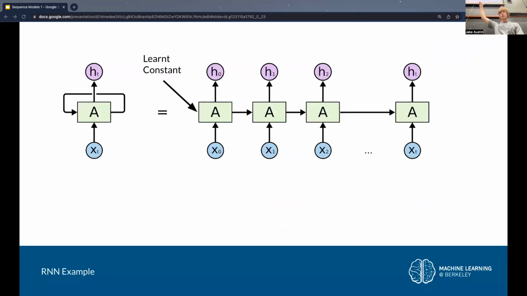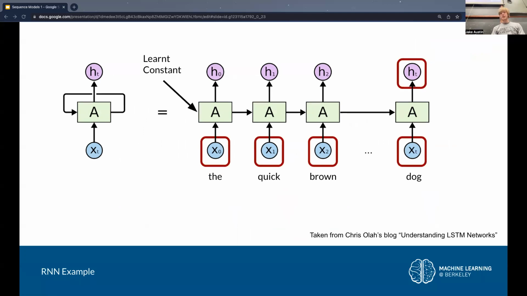So again, this is what we have. X0 could be "the," and then "quick," "brown," all the way to "dog," right? And these are all one hot vectors or whatever. Say we're doing sentiment classification, then something we can do is pay attention only to the very last output of our sequence. Our cell A is going to spit out an output as well as information to the next cell. When we process "quick," we take in the information from the earlier part of our sequence, spit out something else, and information for the next step of processing as well.